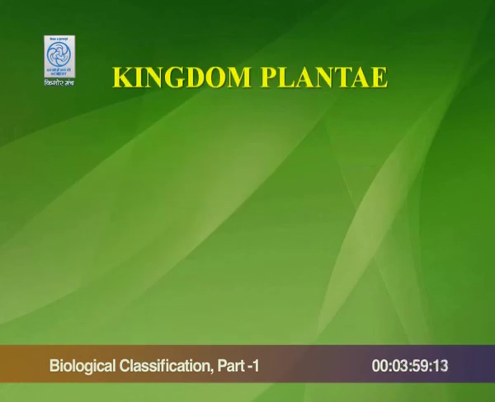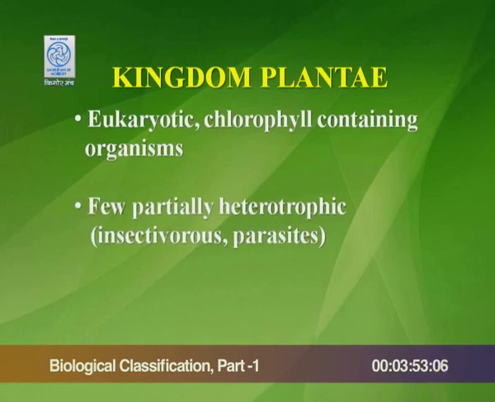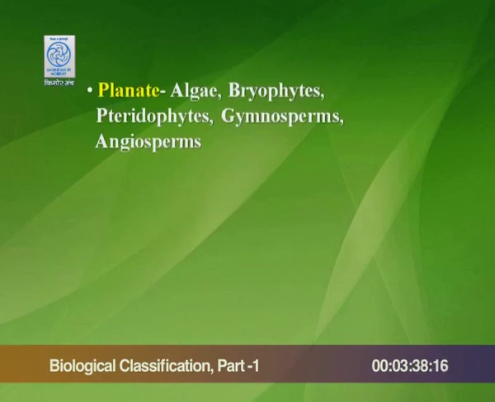Kingdom Plantae: they are eukaryotic chlorophyll-containing organisms. Few are partially heterotrophic. Example, the insectivorous plants, the Venus flytrap, and parasites, the Cuscuta. The cell wall is made up of cellulose. Plantae includes algae, bryophytes, pteridophytes, gymnosperms and angiosperms.